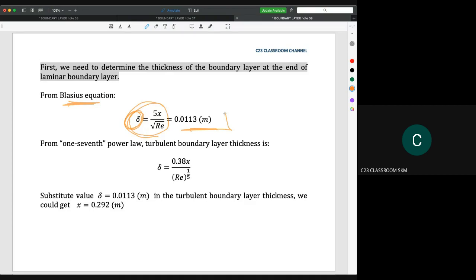From the 1/7 power law, the turbulent boundary layer thickness is given by 0.38x over Reynolds number to the power of 1/5. We need to substitute the value of delta here, because we want to calculate the value of x. We found it is equal to 0.292 meter. What is the meaning of this calculation?